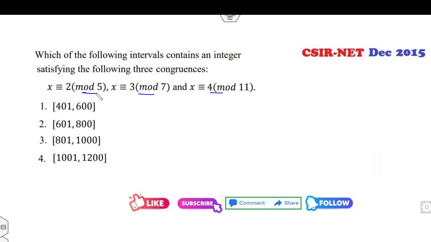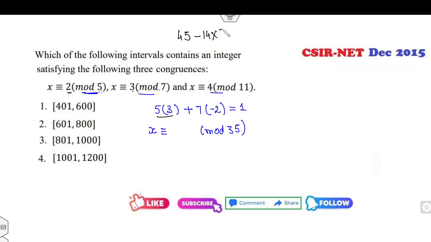Now again they are the modulus. So look at the first two numbers. Fine. So 5 into something plus 7 into something must be 1. So 5 times 3 is 15, 7 times 2 is 14. So your x will be congruent to 7 into 5 is 35. So the opposite of 5 will be 3. So 9, 15 into 5 is 45, minus 14 into what is the opposite of 7, which is 2. So that will be 45 minus 28, that's 17.